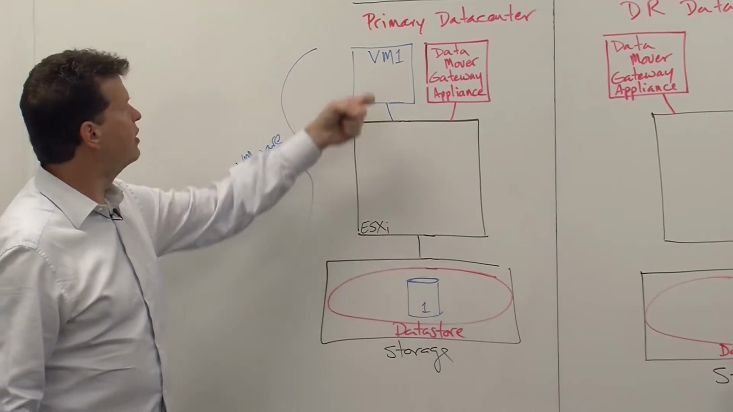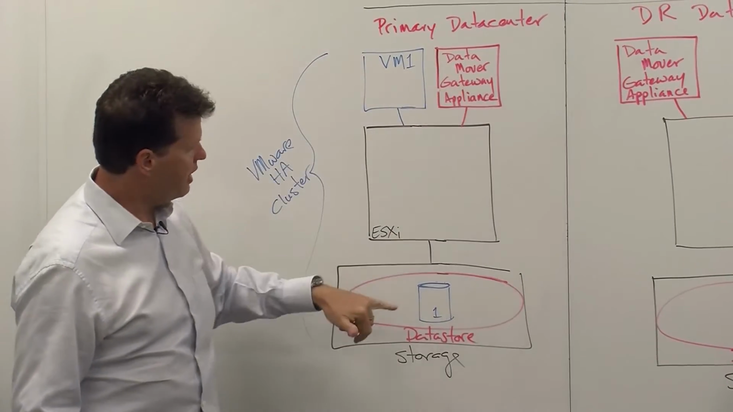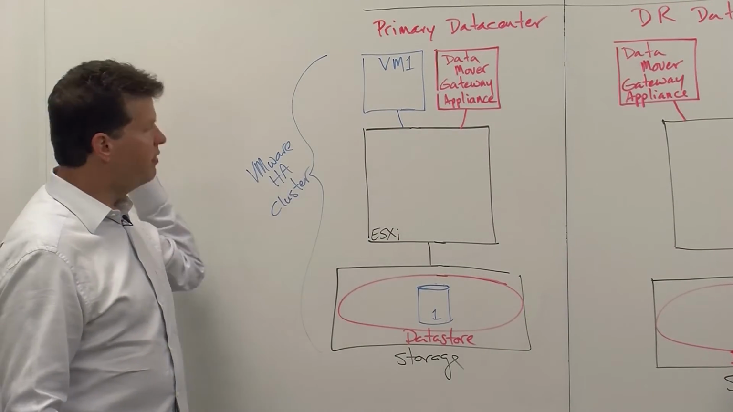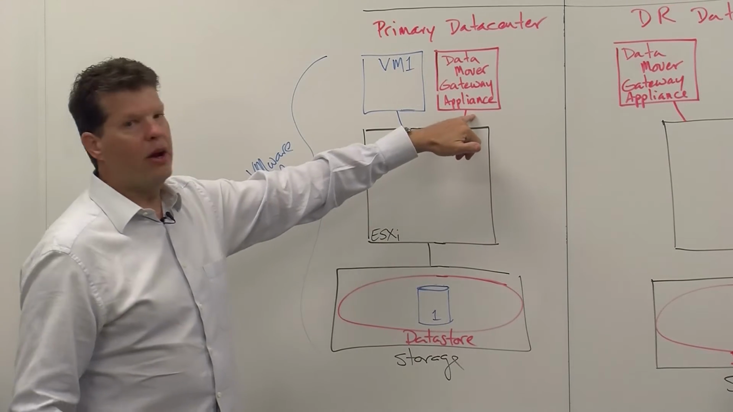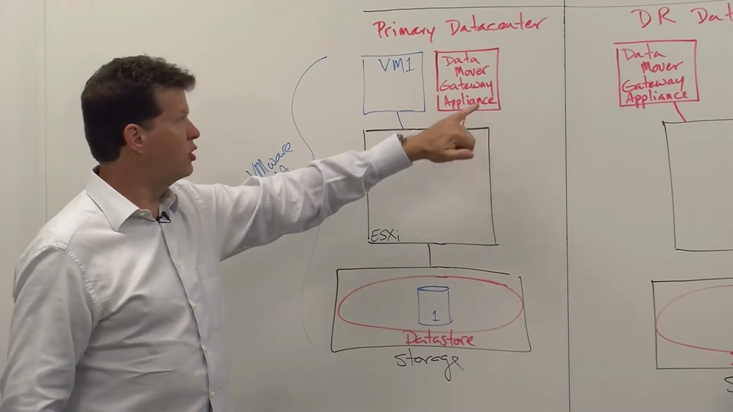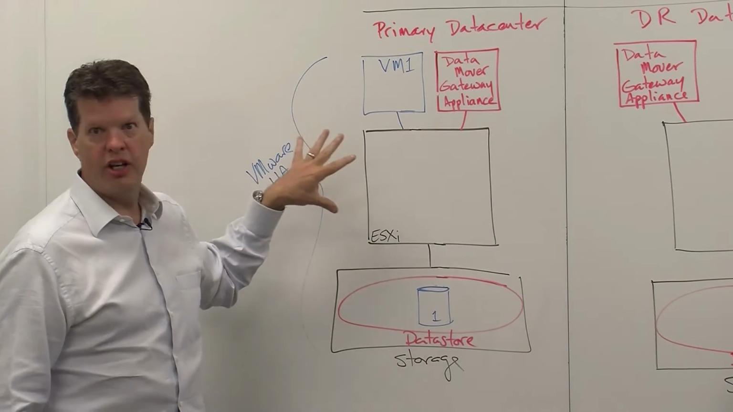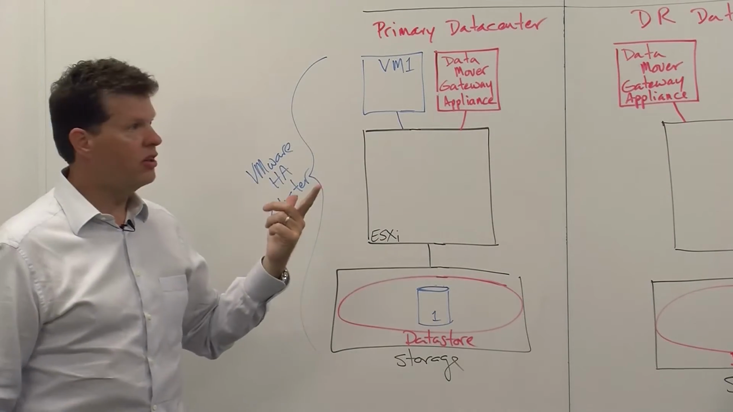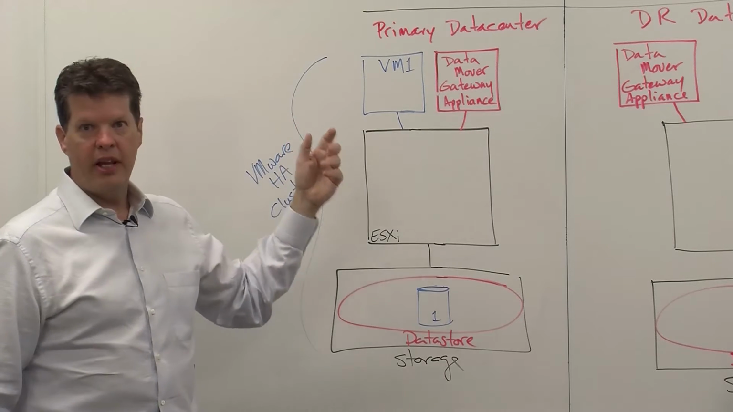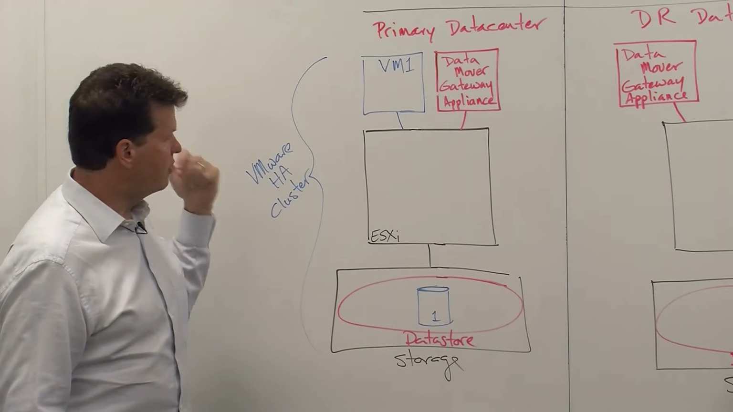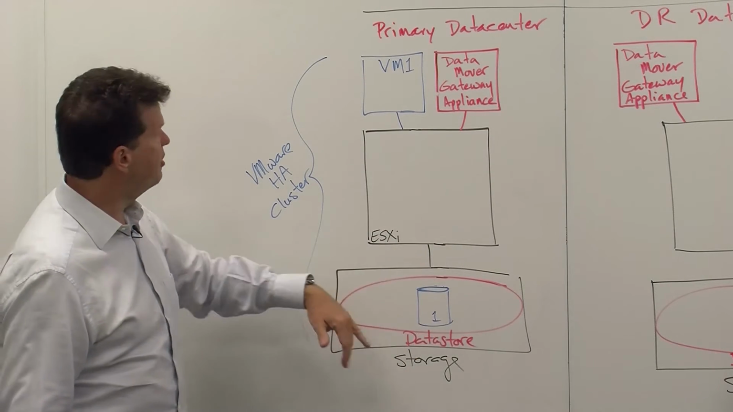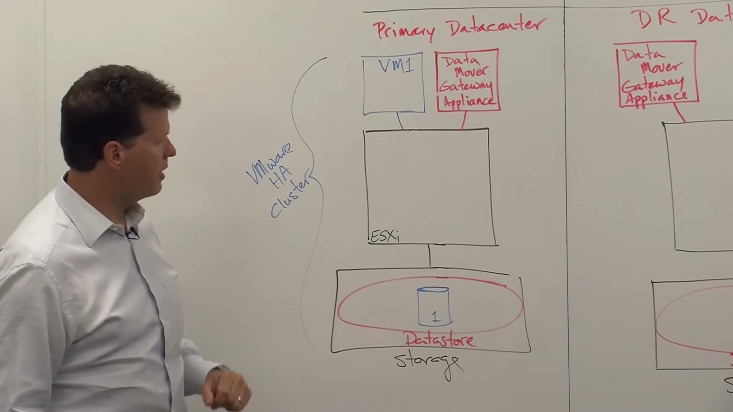This is a very simplistic view. I've got one ESX server, one VM, and we've got our appliance here. We have one data store, but of course we can have multiple ESX servers, multiple VMs, all managed by one gateway appliance. It's one appliance per HA cluster. It can run on any one of the ESX servers in that cluster, and the VMs that are being replicated can run on any of those ESX servers as well. We can have multiple data stores also, but this is a very simple one disk for my virtual machine.